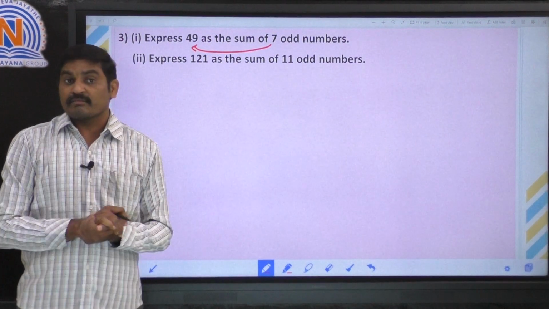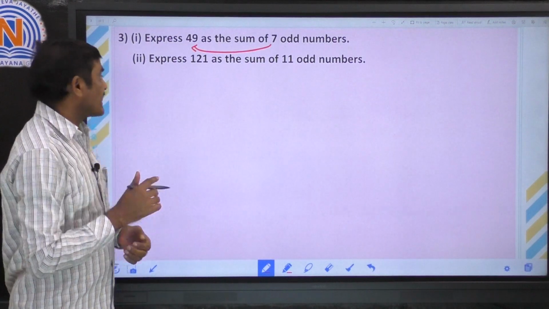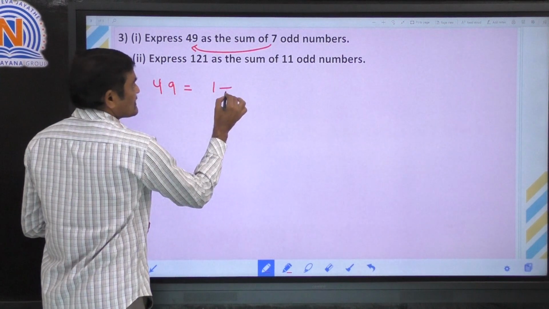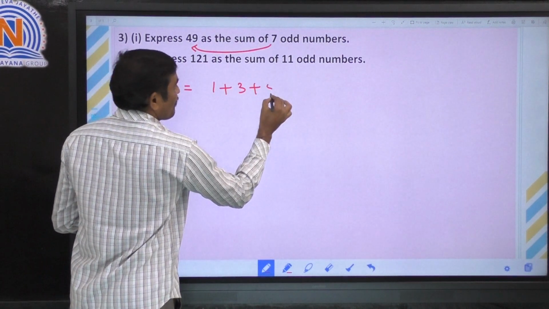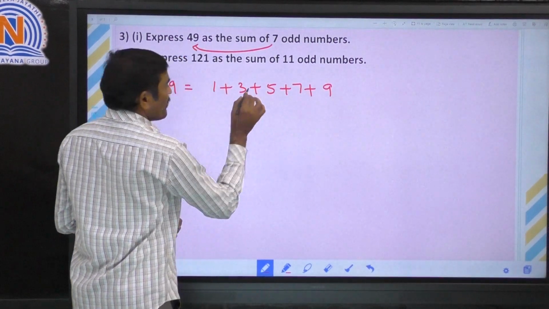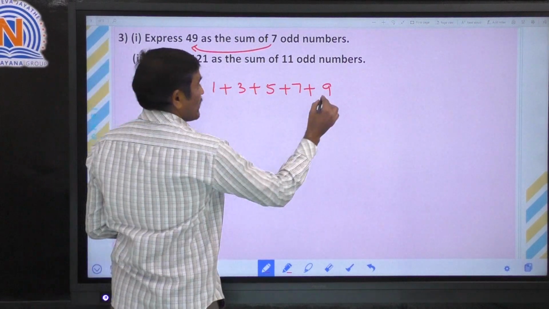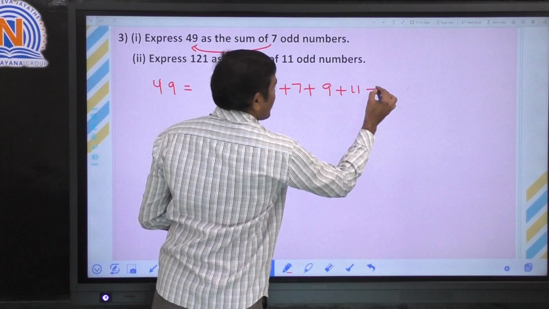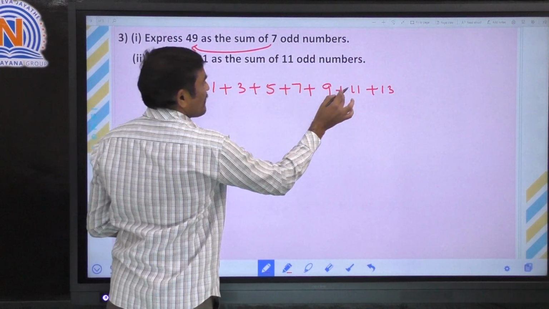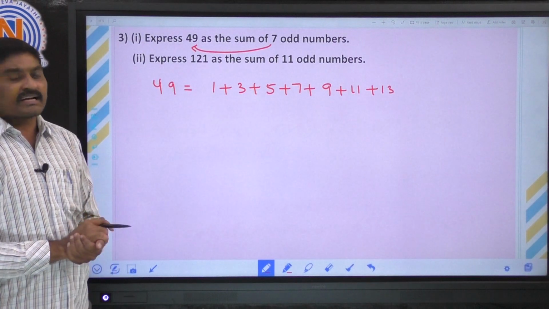What is the first odd natural number? 1. Next odd natural number is 3. So 49 is equal to 1 plus 3 plus 5 plus 7 plus 9. How many odd natural numbers completed? 5 completed, but I want 7. Okay, next odd number is 11. Next odd number is 13. So 1, 2, 3, 4, 5, 6, 7. So find the sum of these odd natural numbers.